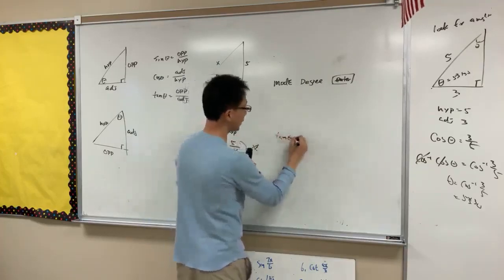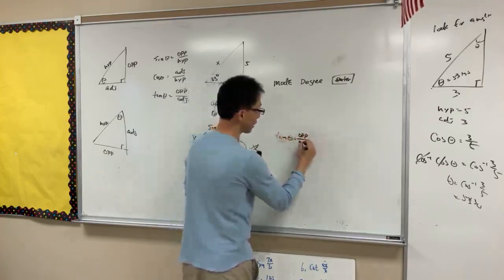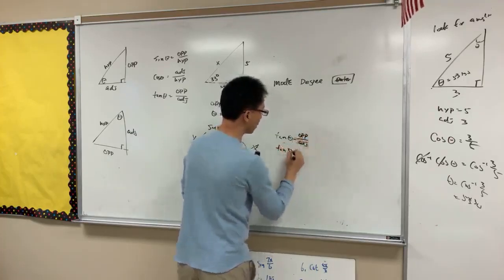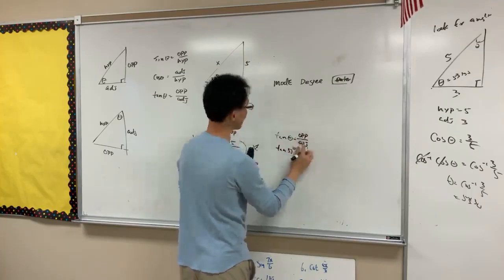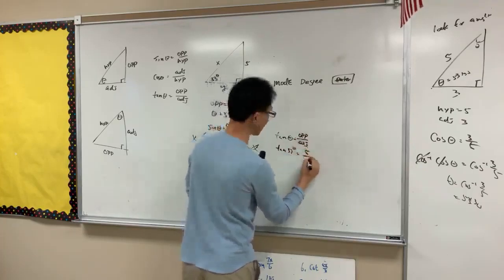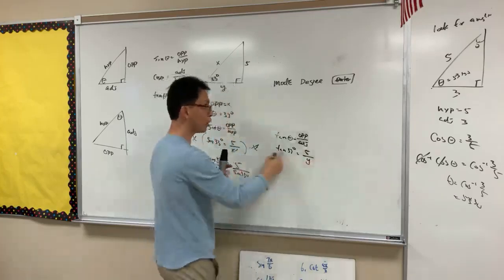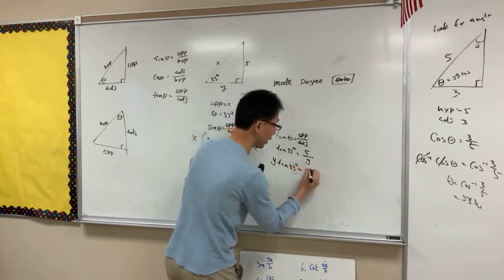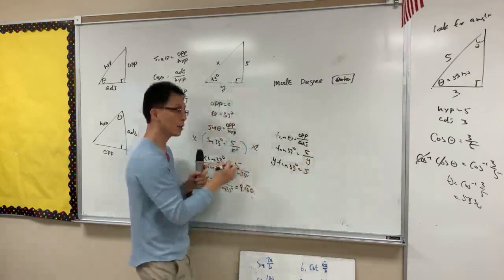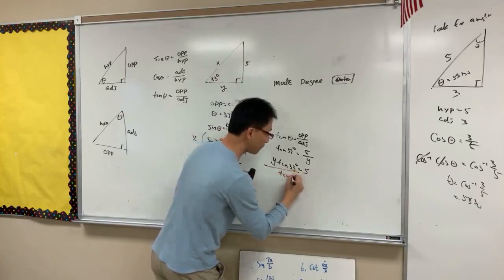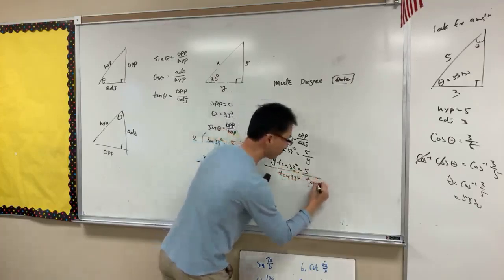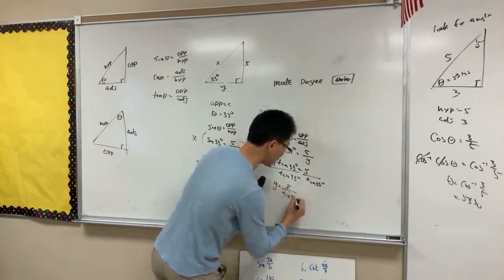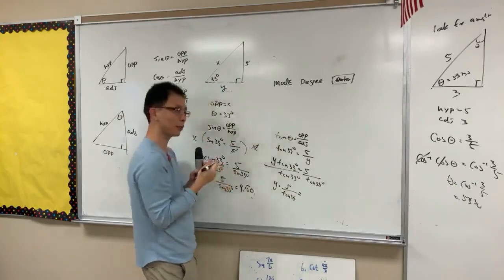Tangent of theta is equal to opposite over adjacent, right? So tangent of 33 degrees is equal to opposite, which is 5, over adjacent, which is y. So I can multiply this side by this side, so it'd be y tangent of 33 degrees equals 5. Am I going too fast? Divide by tangent of 33 on both sides. Y is equal to 5 over tangent of 33. So let's do 3 decimal places and let me know what you get.